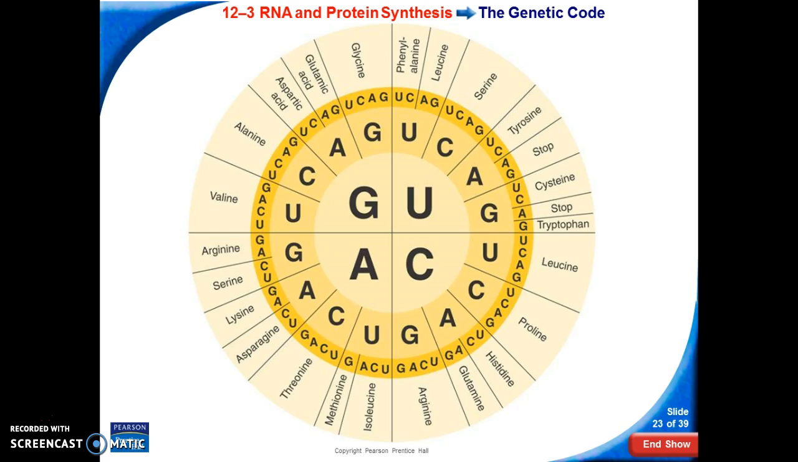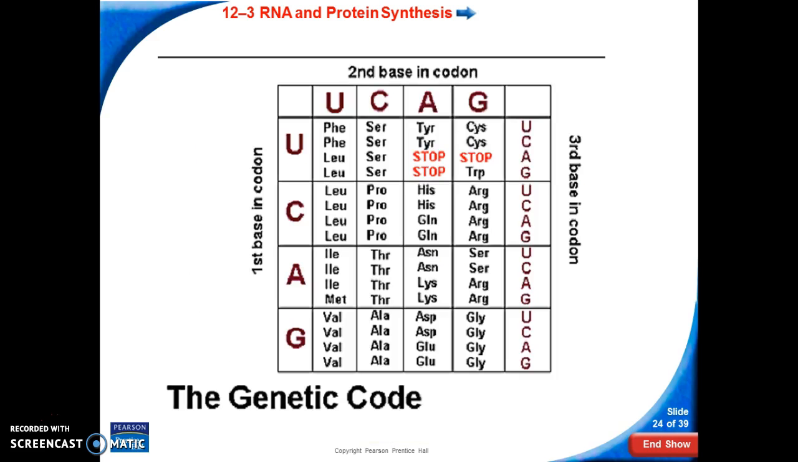Alright, so this is a genetic code. We could use this to determine what kind of amino acid is going to be produced. If I gave you a codon, you should be able to take that codon and tell me what kind of amino acid will be made. This is another chart showing the same thing. If I give you a particular codon, you can use this chart to tell me what type of amino acid will be made. And I will show you how to use both of these in class.